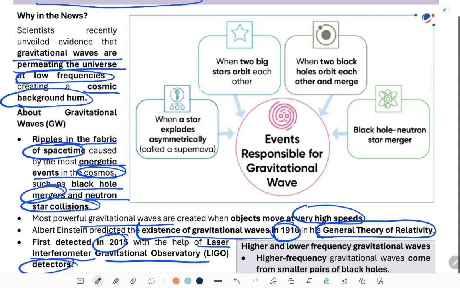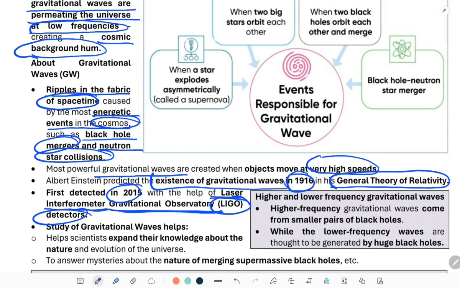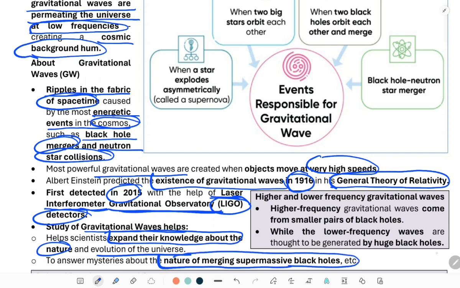They were first detected in 2015 with the help of the Laser Interferometer Gravitational-Wave Observatory detectors, that is LIGO. The study of gravitational waves helps scientists expand their knowledge about the nature and evolution of the universe and answer mysteries about the nature of merging supermassive black holes.